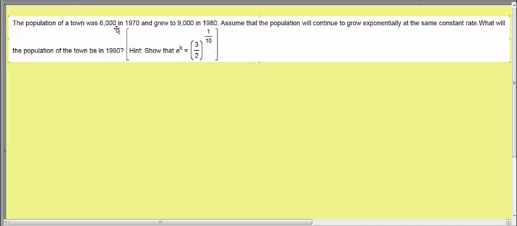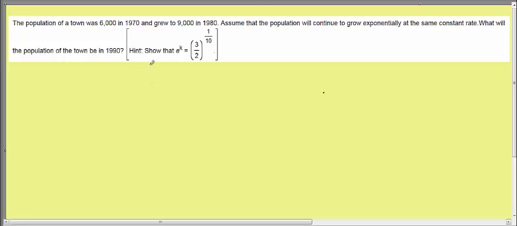The population of a town was 6,000 people in 1970 and grew to 9,000 in 1980. So that's over 10 years it grew by 3,000. Assume that the population will continue to grow exponentially at the same constant rate. What will the population of the town be in 1990? Now, if this were a linear problem, we could just add 3,000 to this and say, oh, well, it'll be 12,000. But it's not linear because we're told that it's exponential.